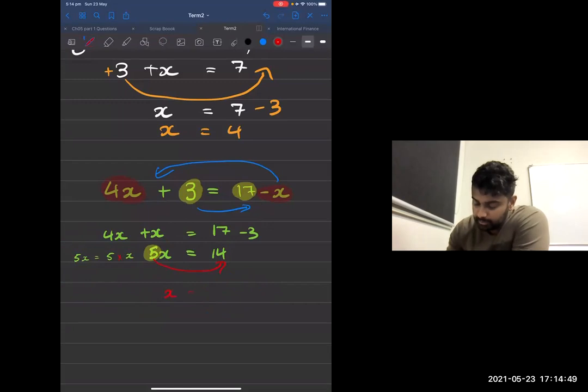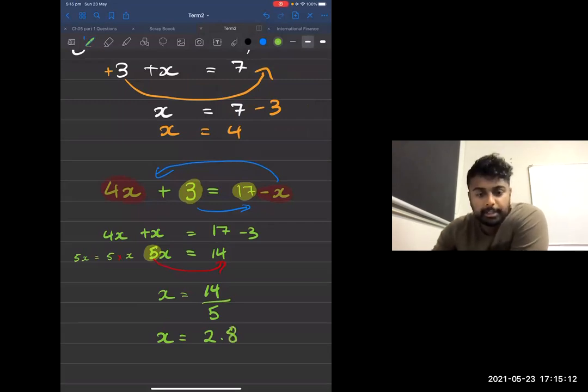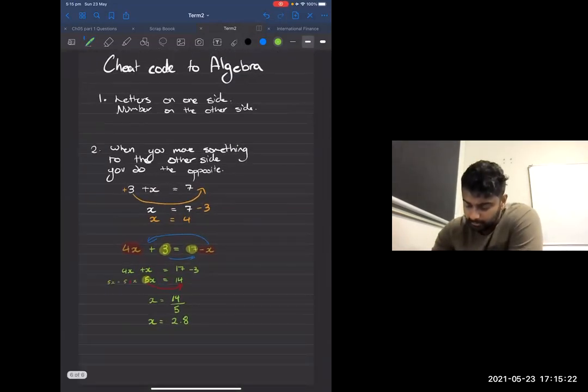All right. When you move it across, you do the opposite. So it becomes x is equal to 14 over 5. What's 14 over 5? 2.8. All right. Do you guys understand that now? Yes. Do you see how we should do algebra? Perfect. So we went through algebra.